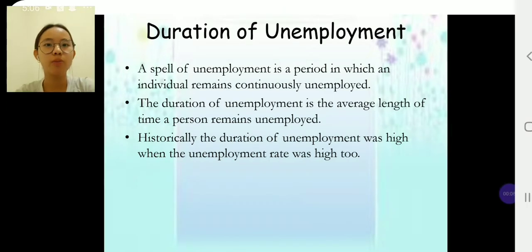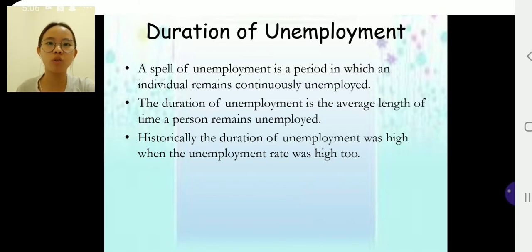Okay, so now about the duration of unemployment. We know that it is a spell of unemployment, which means that it is a period in which an individual remains continuously unemployed, or the duration of unemployment here is the average length of time a person remains unemployed. So it is about the time that a person remains unemployed, right? So we can get an idea that it can be long term or short term.